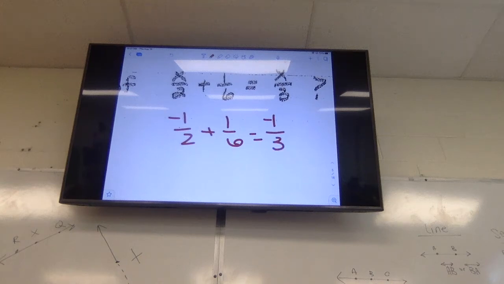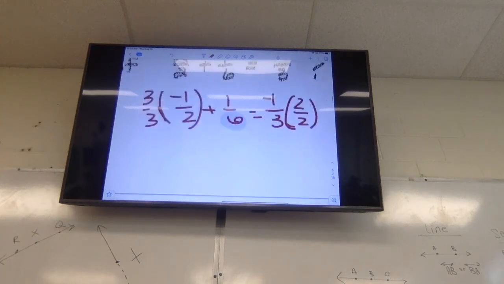You can do a couple different things. We can either clear out the denominators or we can just get common denominators. Let's get common denominators while we're here. So I'm going to multiply this by 3 on top and bottom. So I get a common denominator of 6. And I'm going to multiply the opposite side by 2 on top and bottom. So I get a common denominator of 6 over there as well. That gives me -3/6 plus 1/6 equals -2/6.